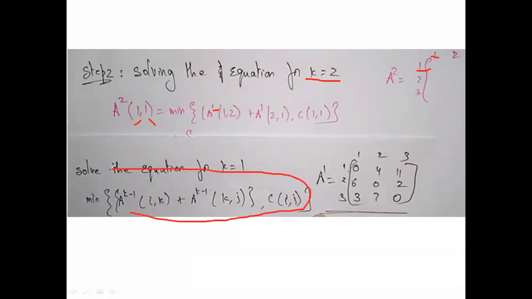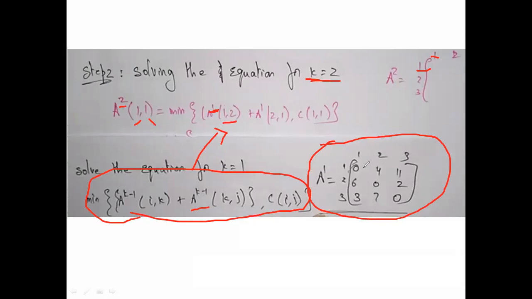We already know that equation. The same equation we have to apply. Now it is A power k minus 1. So k is 2. Okay, k is 2. So 2 minus 1, 1. So A power 1 means A1 matrix. So previously when applying k equal to 1, we got the A1 matrix. Yes, this A1 matrix value you should apply here.